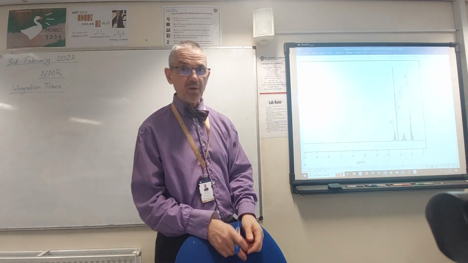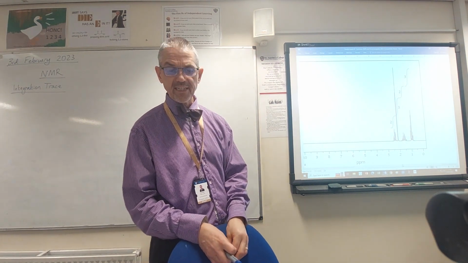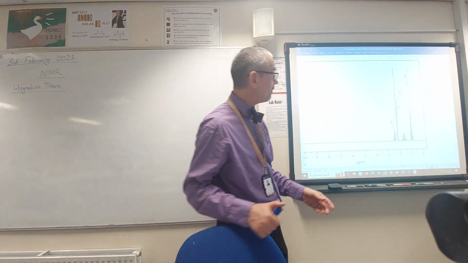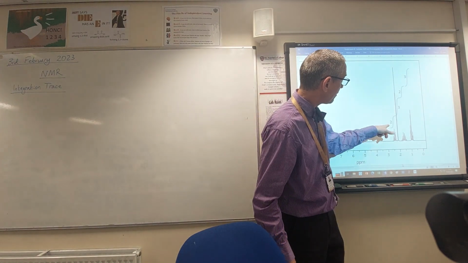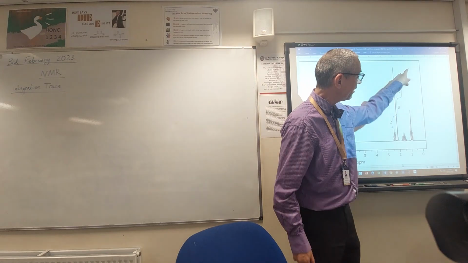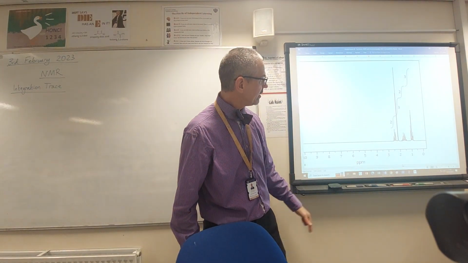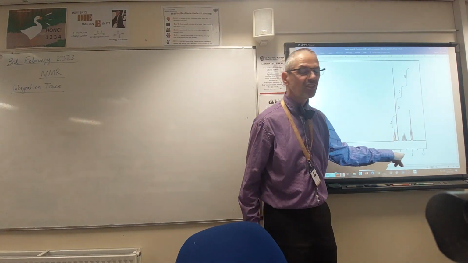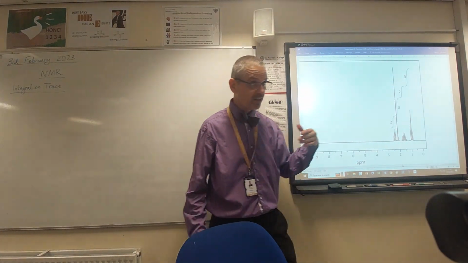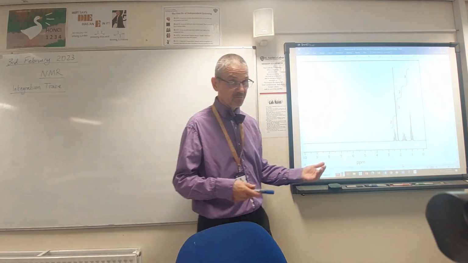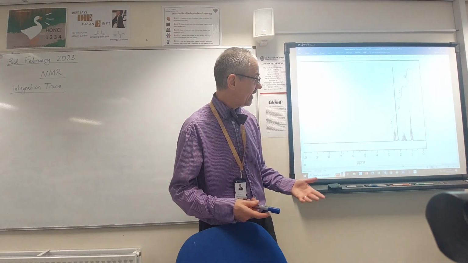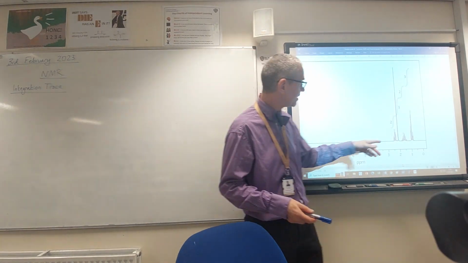The third part of NMR that's important is the integration trace. If we look at an NMR as it comes out of the computer, we see that the computer runs a pen over the top of each peak, and as it does so, it integrates the peak. And I'm sure people who know a bit of maths will know that integration measures the area under a peak. You'll be very pleased to know you don't actually have to do any integration in A-level chemistry. That's just what the computer does.